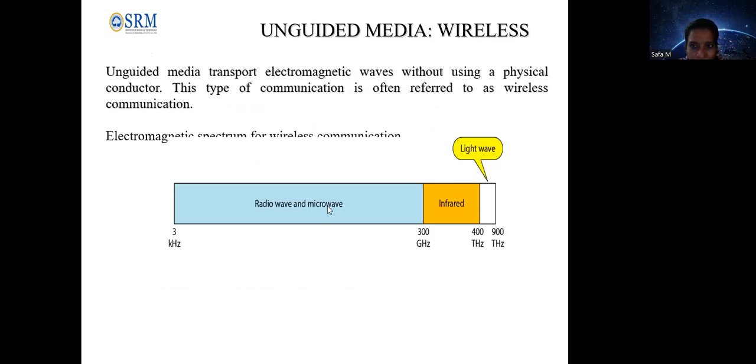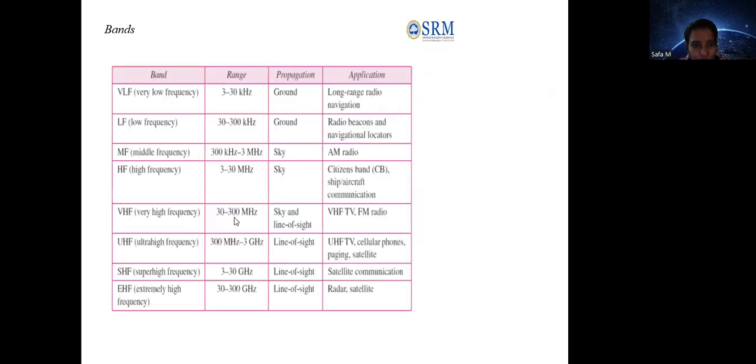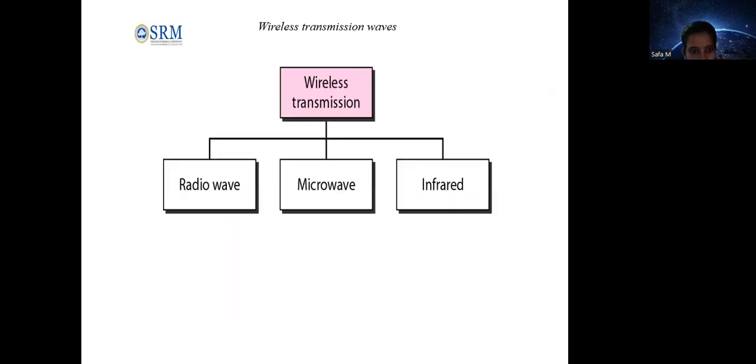Now the unguided media, which means wireless transmission. The range starts from 3 to 300 kilohertz, and the data is transmitted within the ionosphere. We have very low frequencies and middle frequencies. Long range radio, FM radio, and satellite communications, we use everything here.